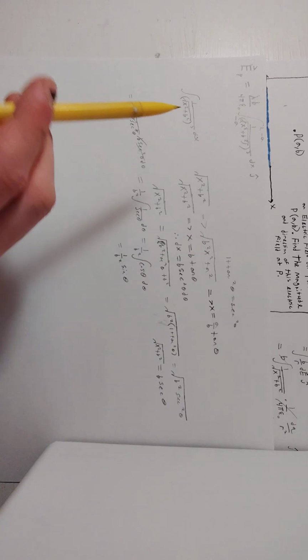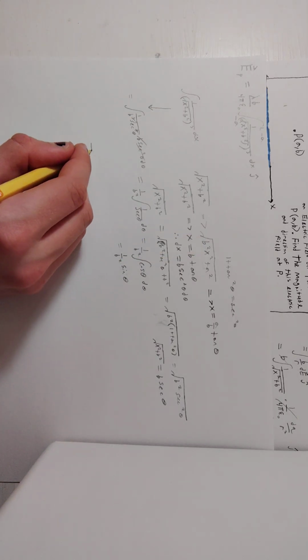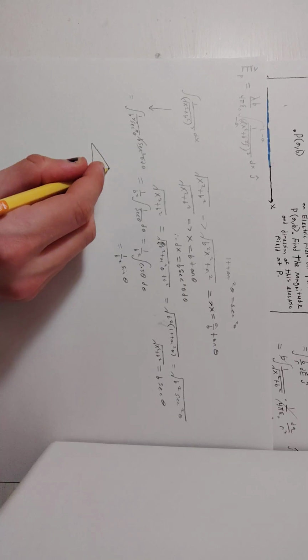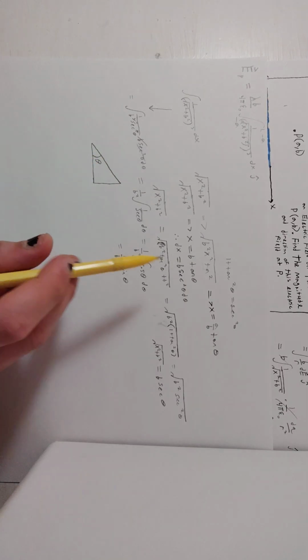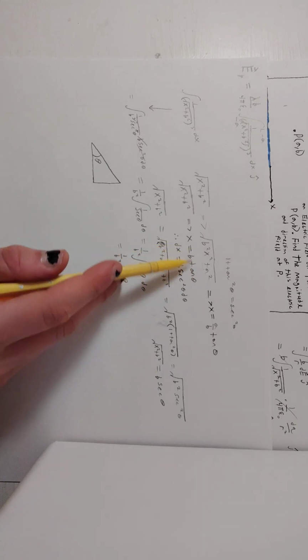Now, to do so, you need to do the triangle, the famous right triangle. Let's draw a right triangle out. Let's call this angle theta. Now, previously when we did the trig sub, we said that x equals b tangent theta, right?